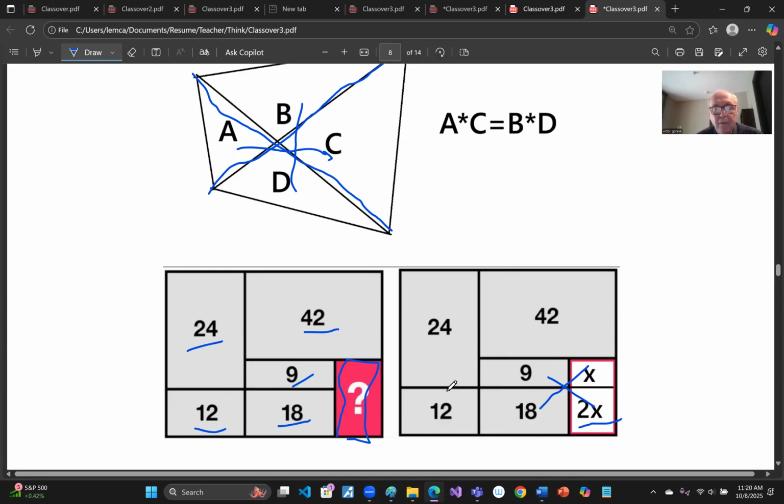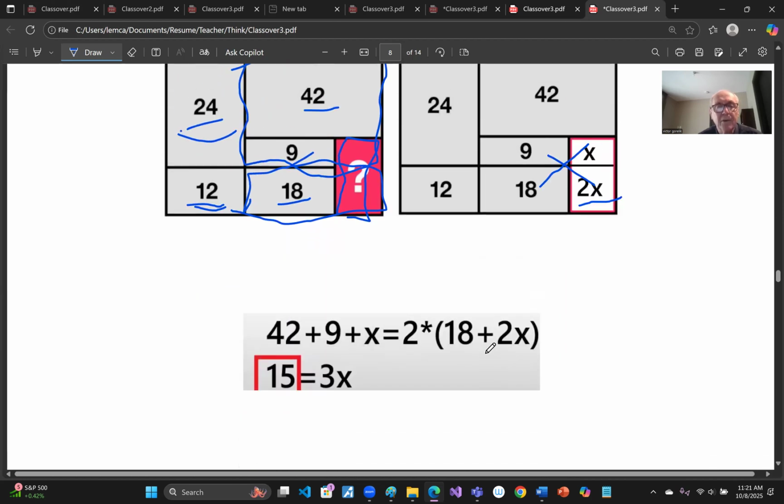So we need to find something which we can use. John? Yes, we can use that 24 is twice as big as 12. So the area of the upper big rectangle is equal to twice the area of the bottom big rectangle. We can write it down: 42 plus 9 plus x is equal to twice 18 plus 2x.